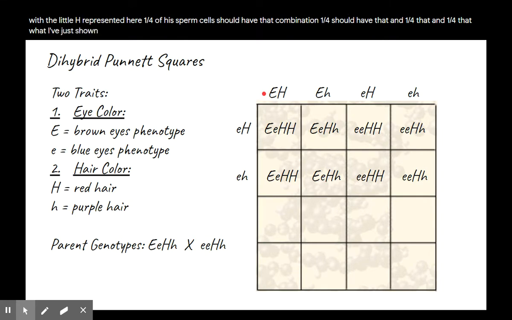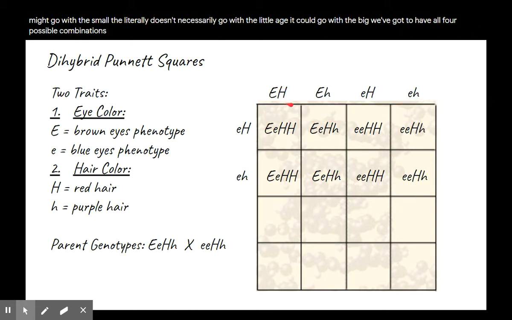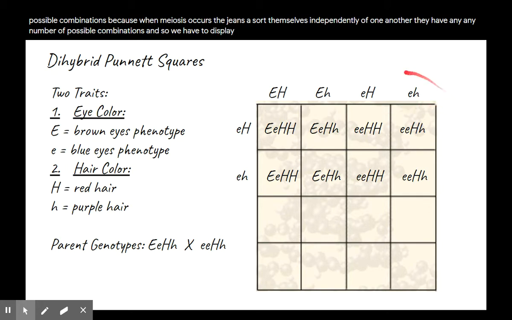What I've just shown you there really is the principle of independent assortment. The big E doesn't necessarily go with the big H. It might go with the small. The little e doesn't necessarily go with the little h. It could go with the big. We've got to have all 4 possible combinations because when meiosis occurs, the genes sort themselves independently of one another. They have any number of possible combinations, and so we have to display each of the combinations.